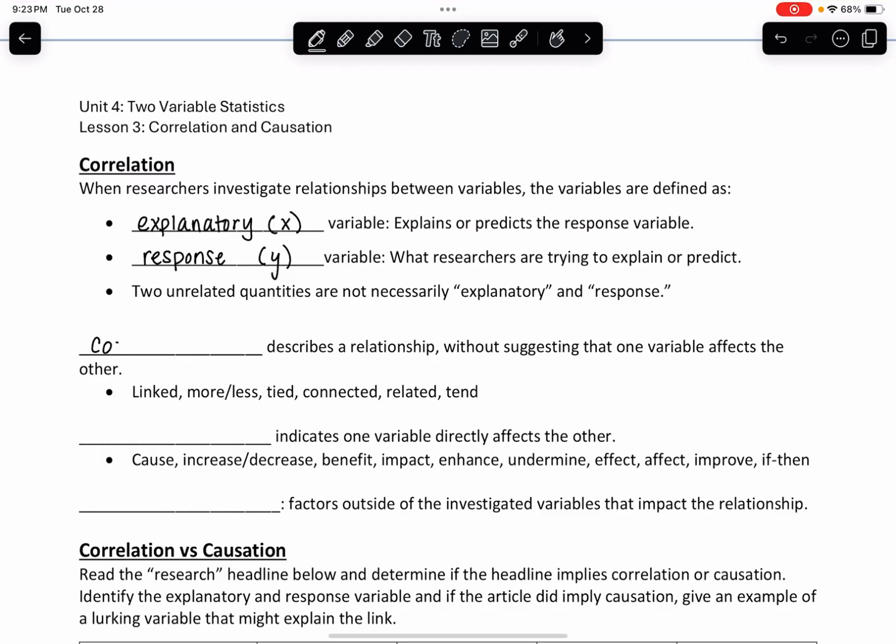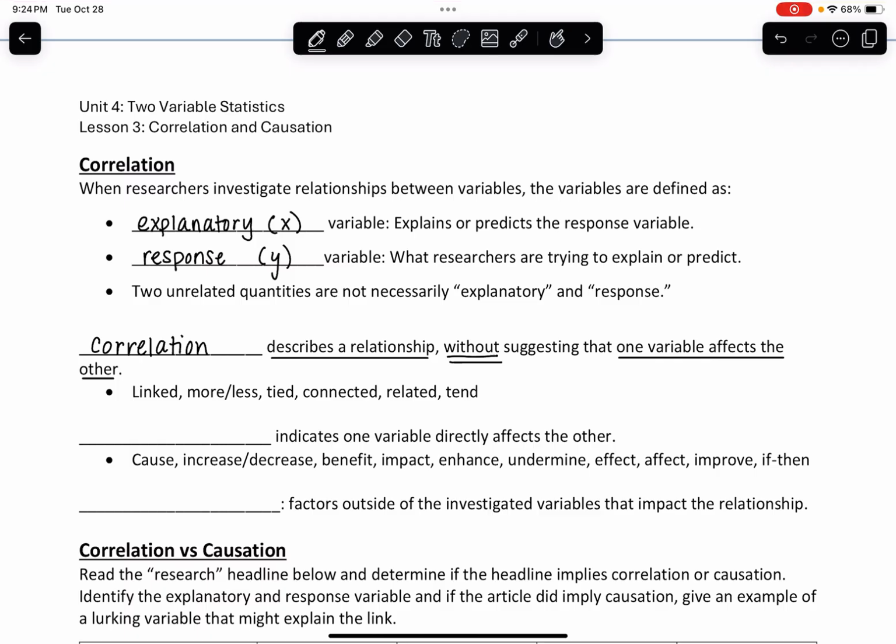A correlation describes a relationship between those two variables, but without suggesting that one variable affects the other. So here's what this means. This means that when we look at our explanatory and our response variables, they might show distinctive patterns with each other. There might be a relationship there, but we cannot definitively say that X causes the change in Y.